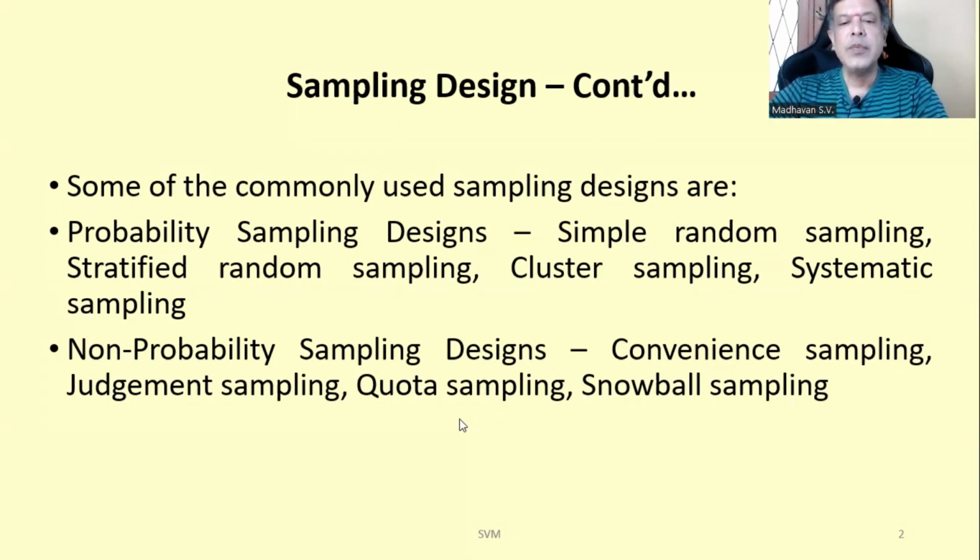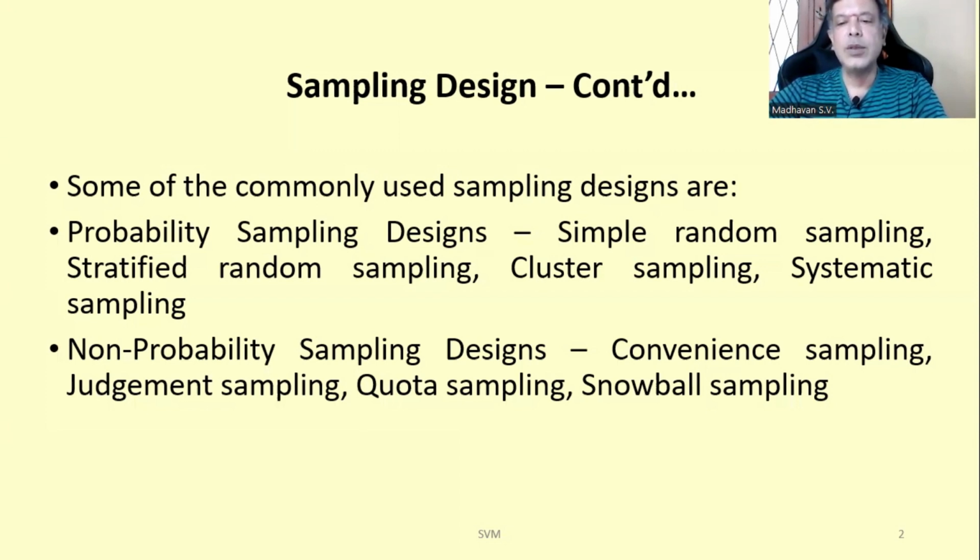Quota sampling is similar to stratified sampling, where you divide the whole population into groups, maybe age groups like youth, middle-aged, and elders. Then within each group, you use either judgment sampling or convenience sampling, and then you select the sampling units.